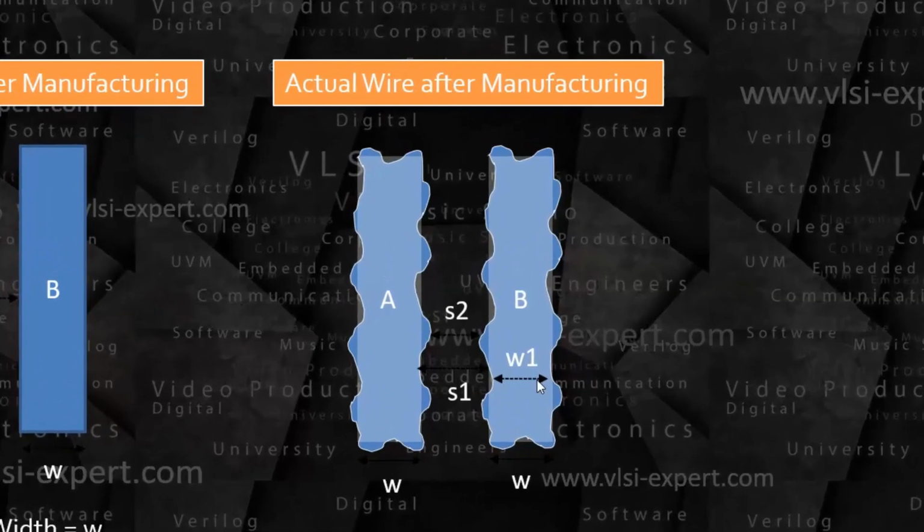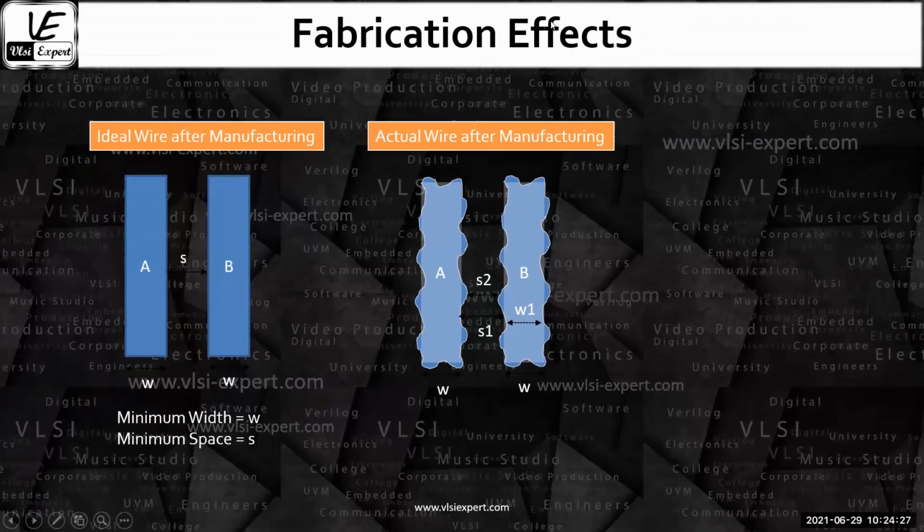If you will see, in some places the width is going to be less than the minimum width. In some places the width is going to be greater than the minimum width. Similarly, if you talk about the space, in some places you will have space greater than the minimum spacing. In some places, your space is going to be less than the minimum spacing. So here, if it is not visible, then I can just show you like this.